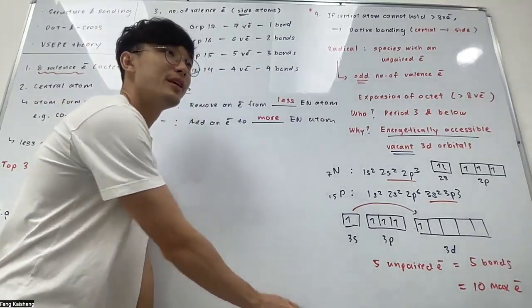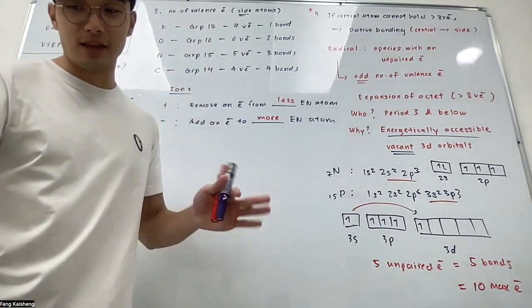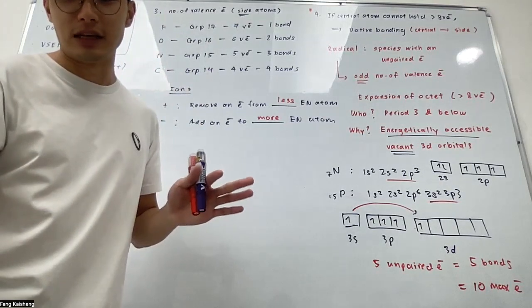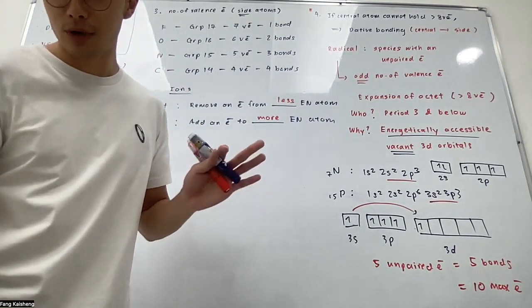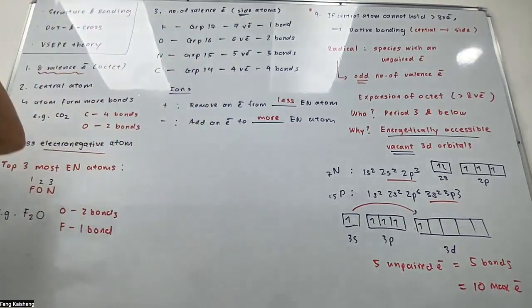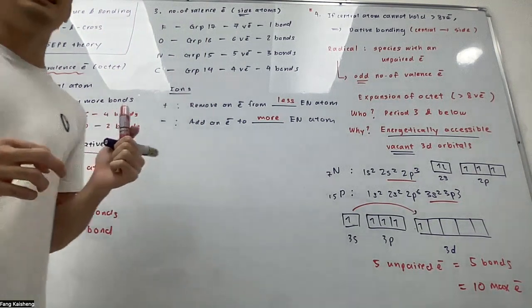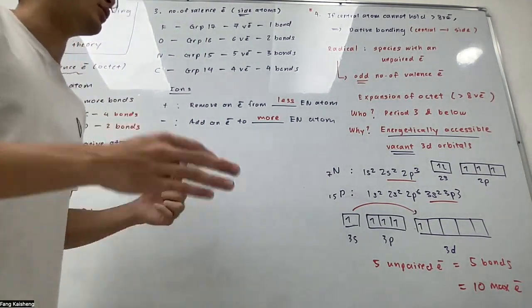Any questions so far? Okay, if you don't have any, that idea over there is basically the expansion of octet. We'll talk about one more example first, and then we can try a little bit more questions. There's this one example that's not that important.